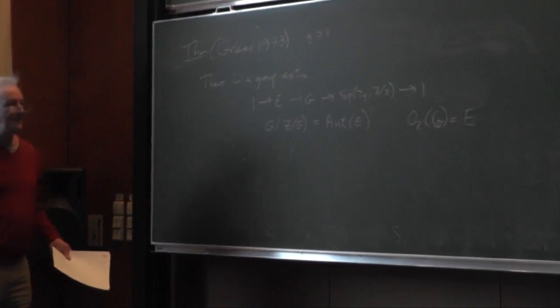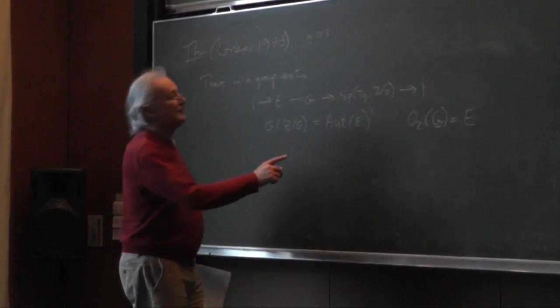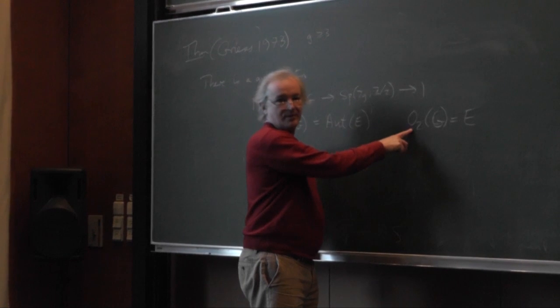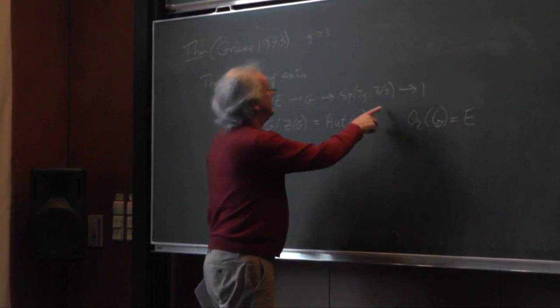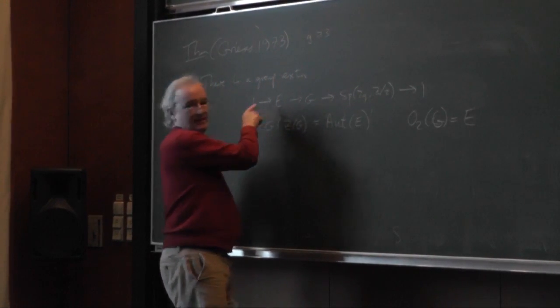Can you say again what is O2? You said it, but just repeat it. O2 means the largest normal 2 subgroup. Largest normal 2 subgroup in G is E.